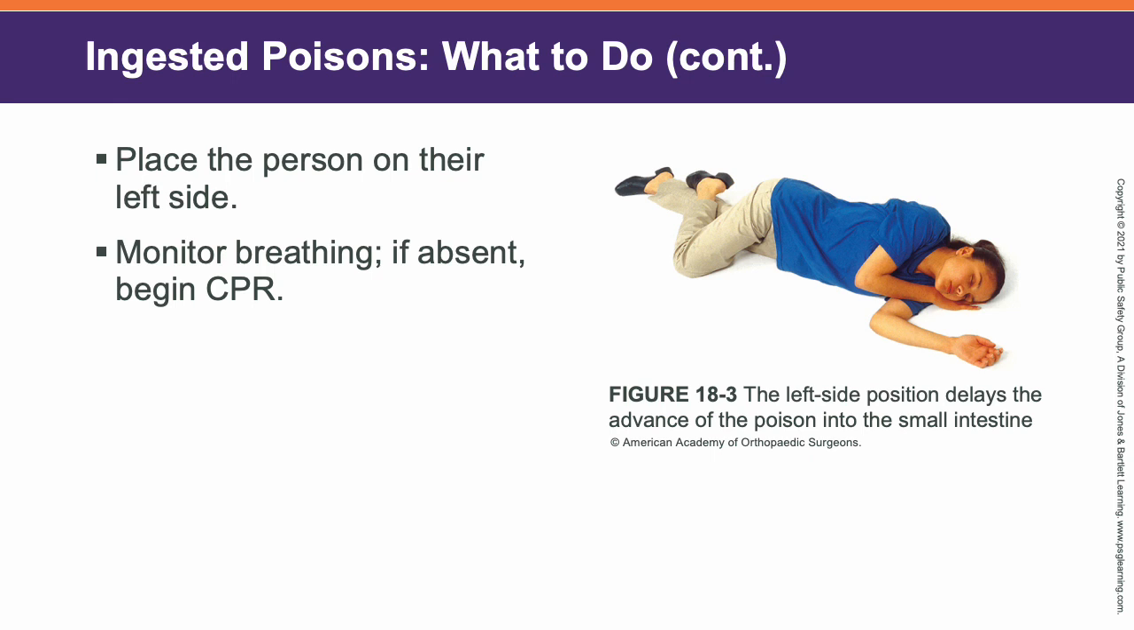And from your stomach, it goes to the small intestine. The entrance to the small intestine is on the right upper quadrant. So in laying the person on their left side, we're using gravity to help prevent that substance from leaving the stomach and entering the small intestine, where most absorption occurs in the digestive system. Then we're just going to monitor them, monitor their breathing. If they do stop breathing, we're going to begin CPR like we normally would.